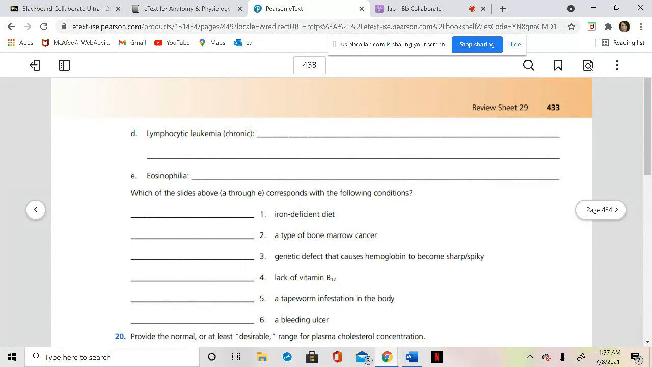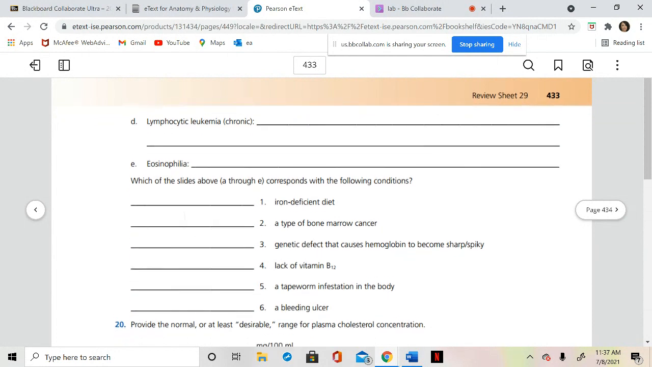A lack of vitamin B12, well, a lack of vitamin B12 means the red blood cells are large. This is a macrocytic hypochromic. Tapeworm infections in the body, that means eosinophilia, which is E. And bleeding ulcer. Bleeding ulcer means there is hemorrhage, so fewer red blood cells. So this is B, which is a microcytic hypochromic anemia.